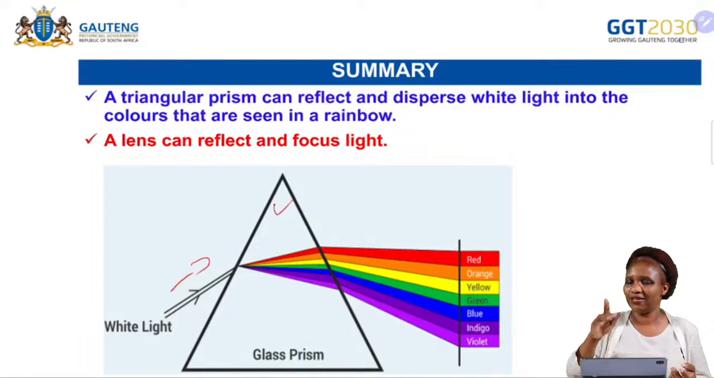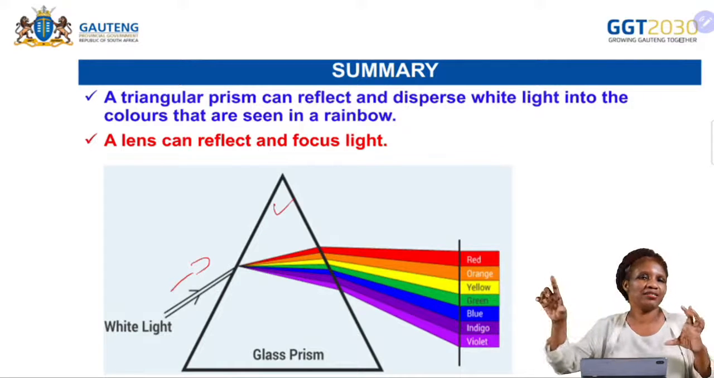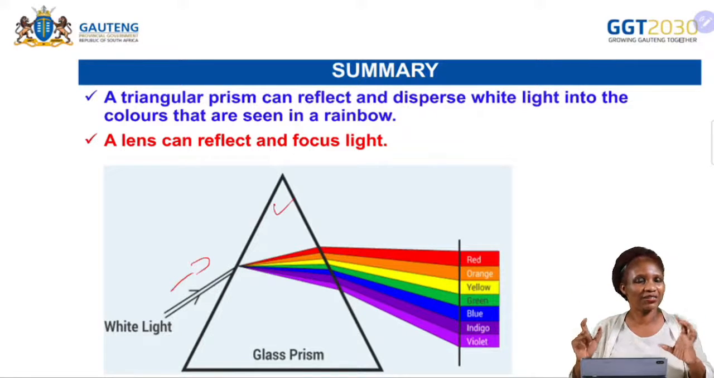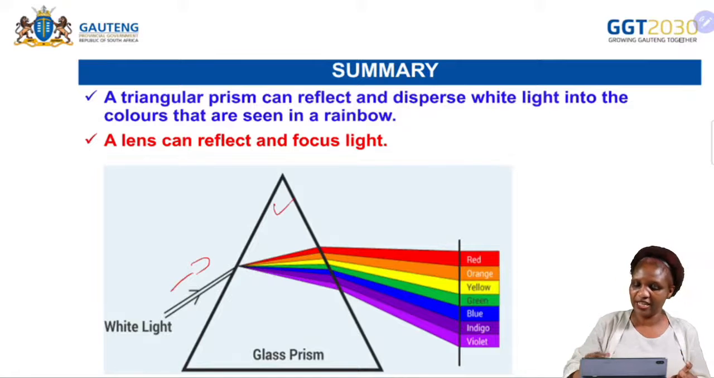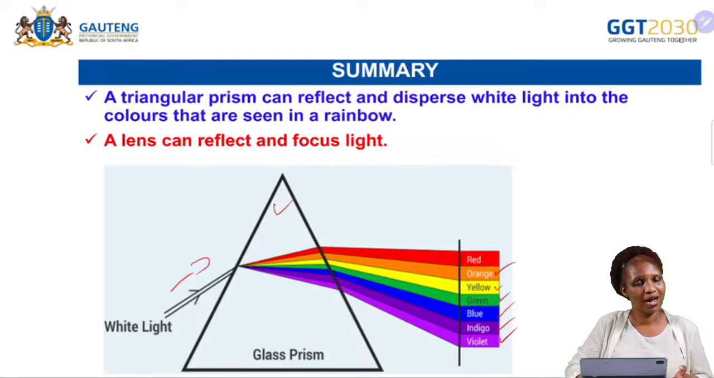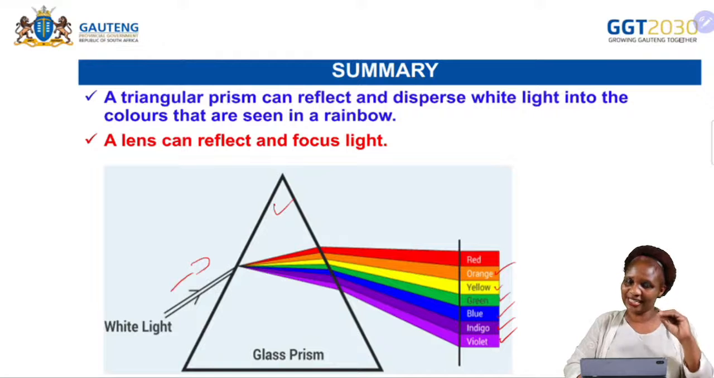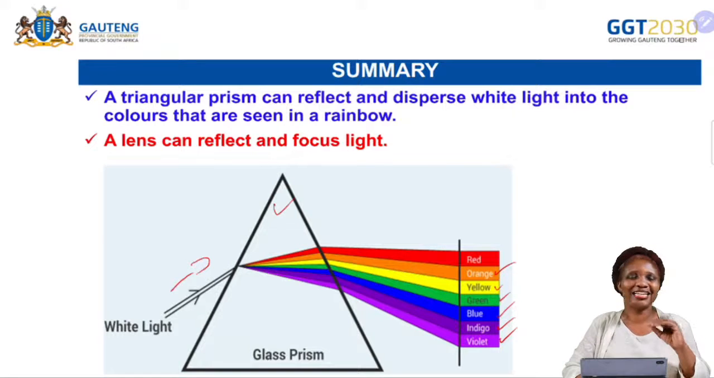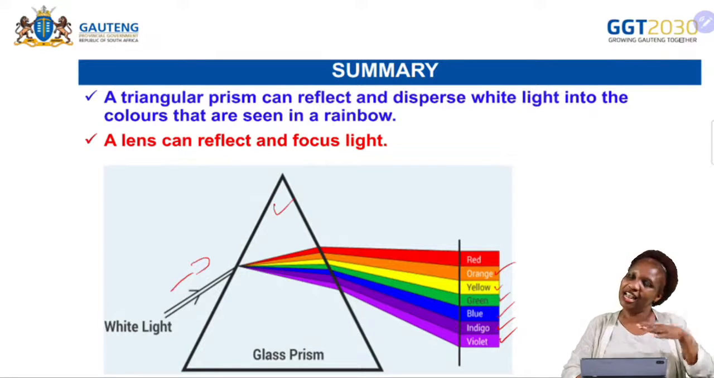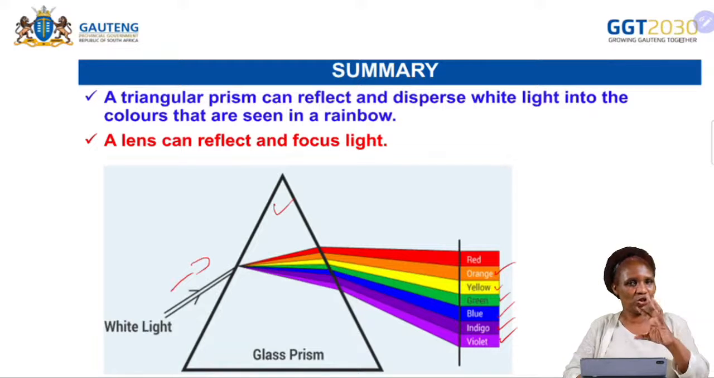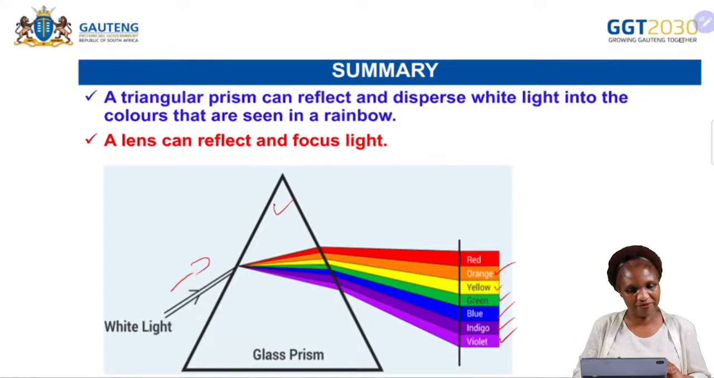It will bend and then it disperses. That's why we see the colors of the spectrum. For example, here we are seeing red, orange, yellow, green, blue, indigo, and violet. Why? Because the white light struck a glass prism and then it refracted, that is bending, and it dispersed, showing the colors of the spectrum.